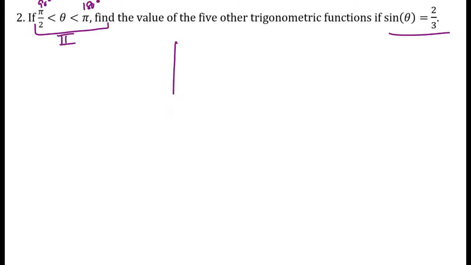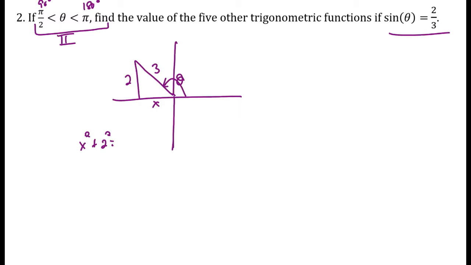So I'm in quadrant 2. And the sine of my angle, that's my theta, is 2 over 3. So I can use the triangle that has an opposite of 2 and a hypotenuse of 3. How do I find that third side? Pythagorean theorem. Leg squared plus leg squared is hypotenuse squared. x squared plus 4 is 9. So x squared is 5. x equals the square root of 5. And you can put a square root of 5 here.